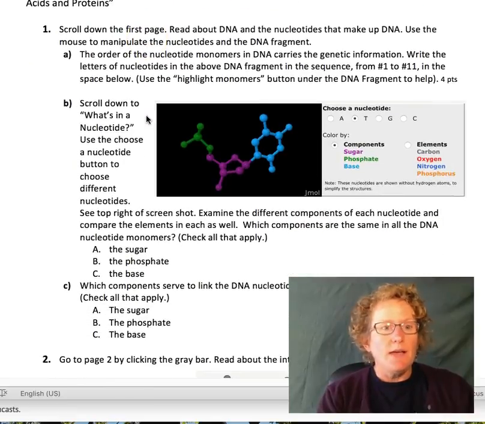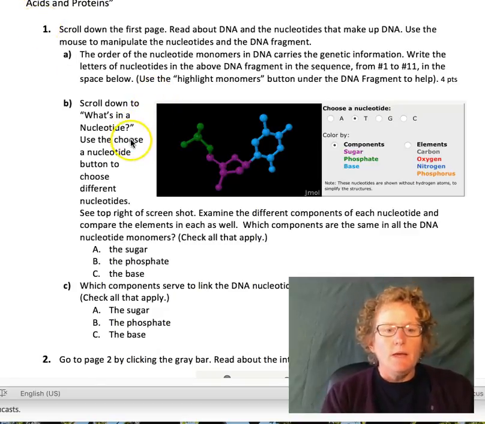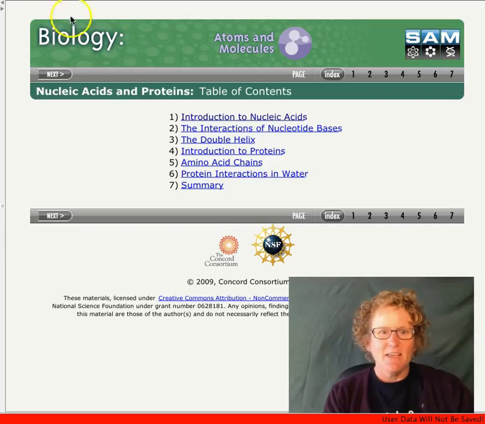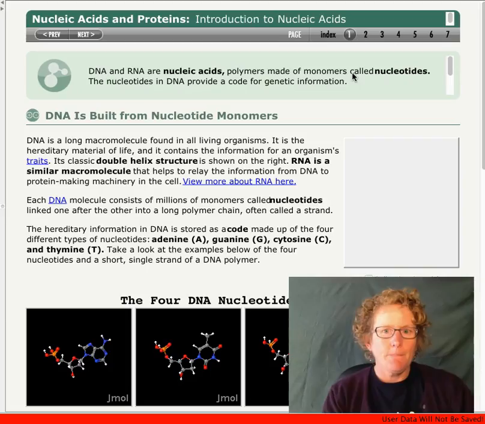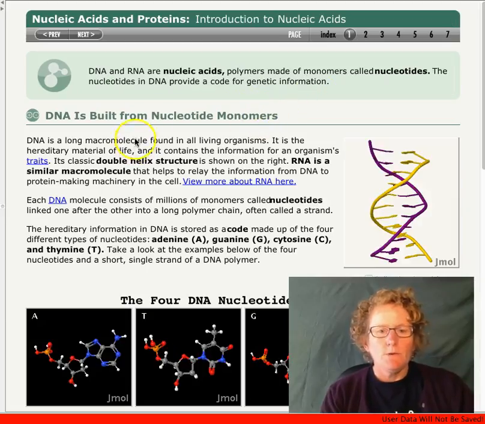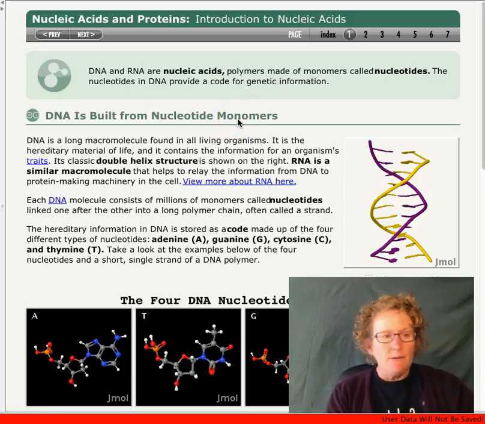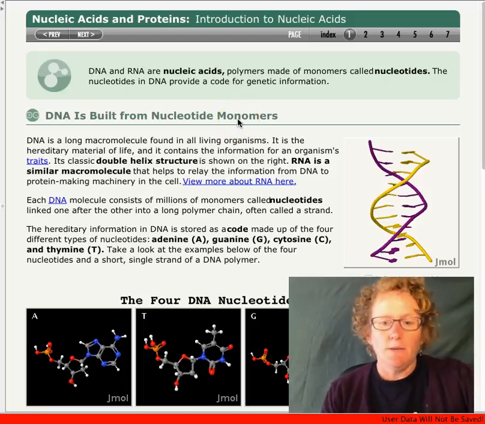Just like the last lab, question 1 is going to line up with page 1. We're going to take a look at some nucleotides and talk about DNA. So here's what it should look like when you launch, and we'll go to page 1. You can pause the recording and read all about how DNA is built from nucleotide monomers. Now a monomer is a link in a chain.